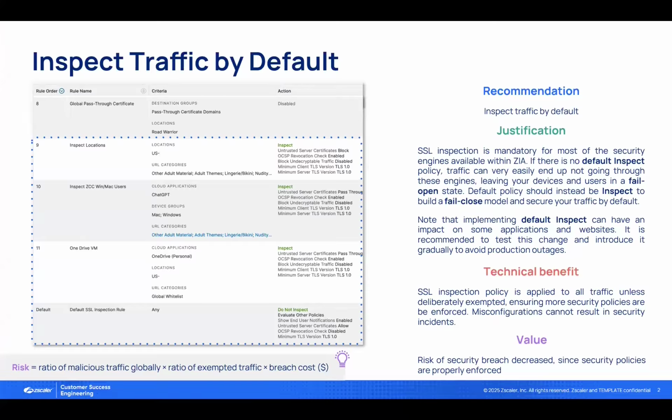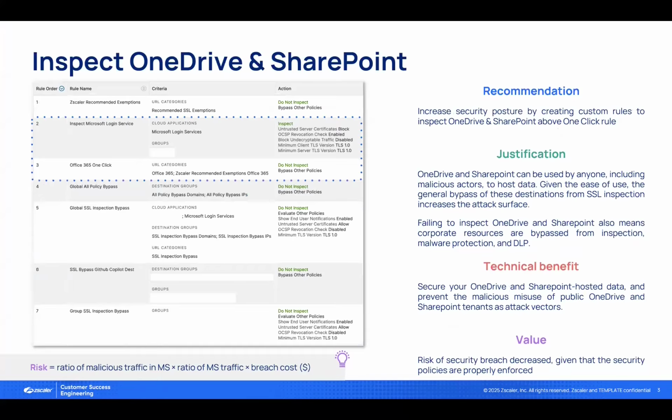Note that implementing this can have an impact on some applications and websites, so it is recommended to test this change and introduce it gradually to avoid production outages. The next three recommendations are to do with Microsoft 365 services. The first one of these is to inspect OneDrive and SharePoint.